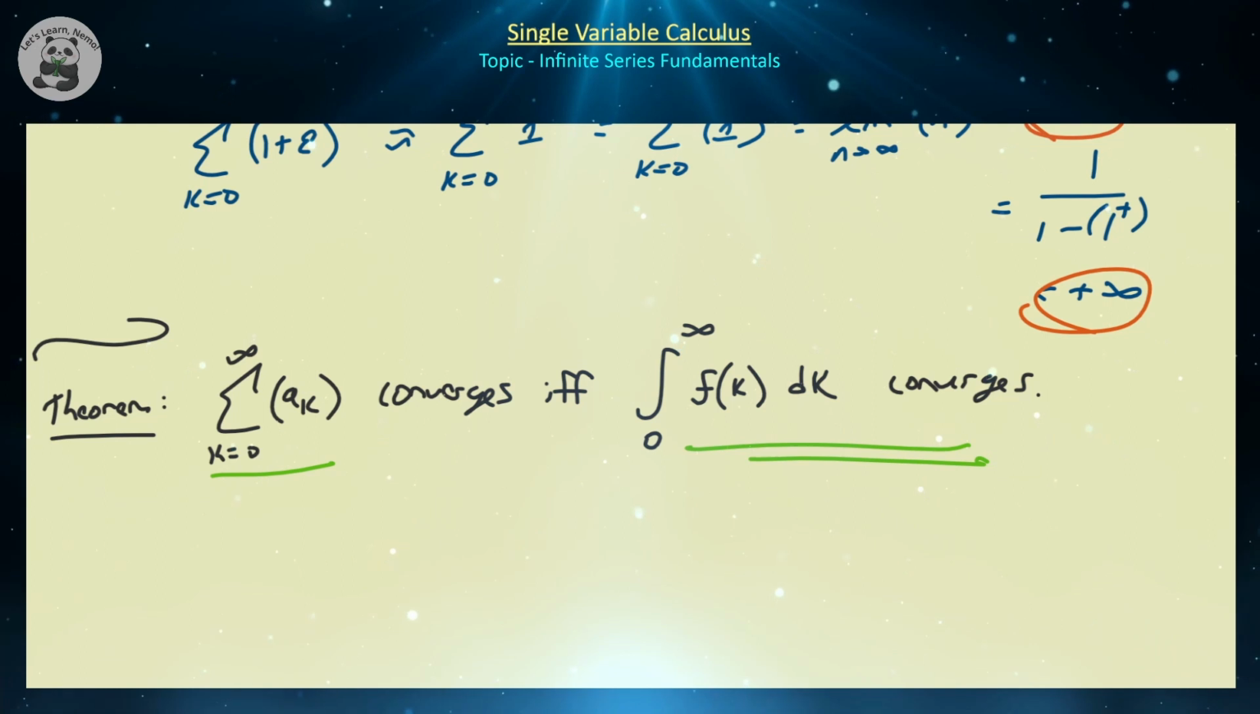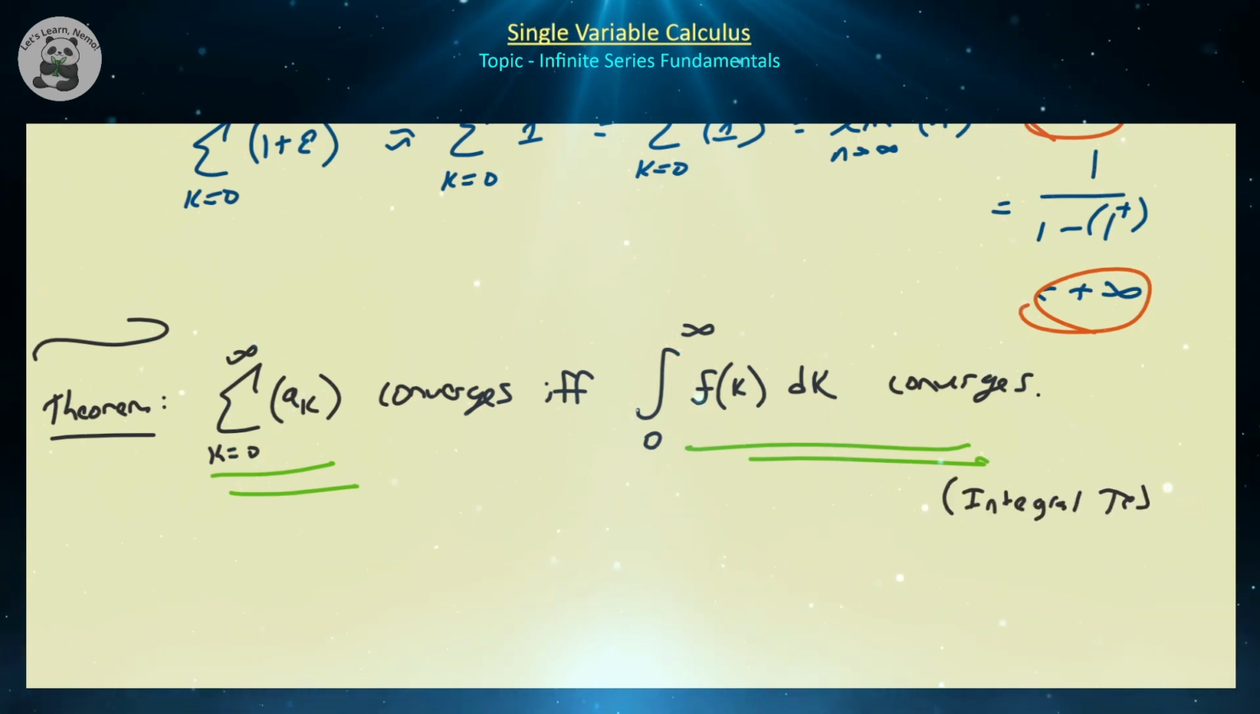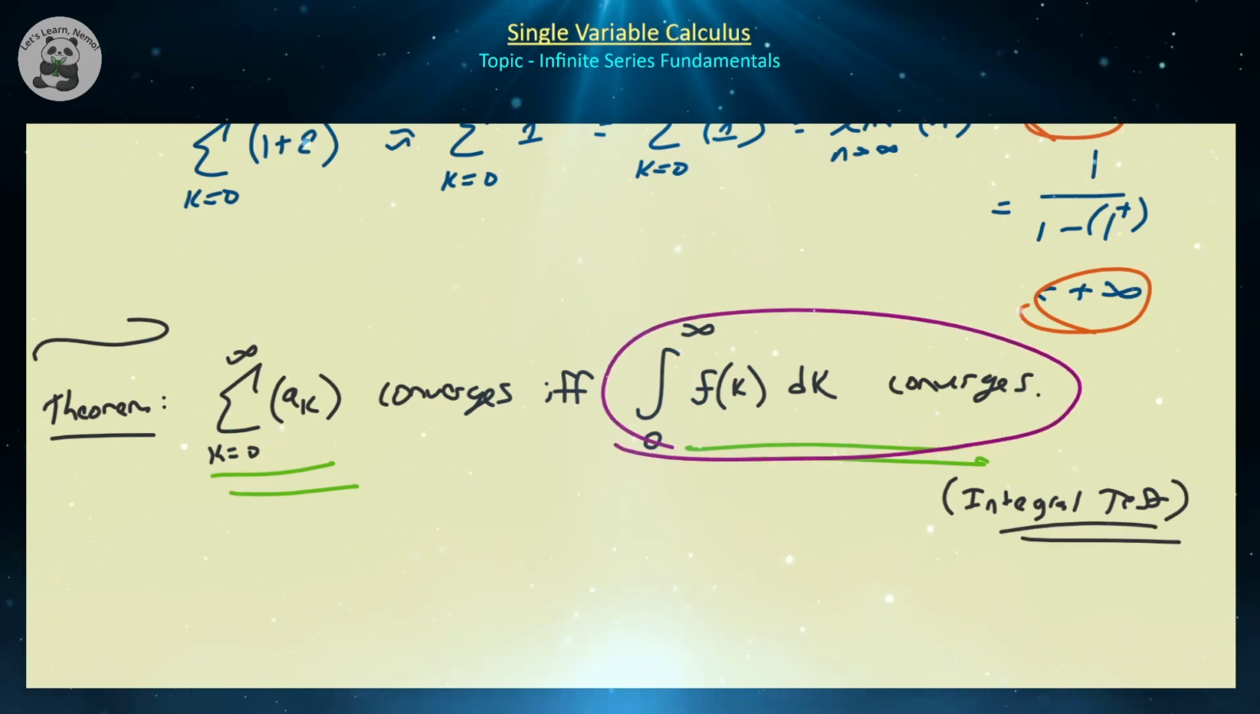If this converges, that means this converges. And if one of them diverges, the other will also diverge as well. Some people will refer to this as the integral test for convergence. And the reason this is useful is because we actually already know how to test whether integrals converge or diverge, because we just use the definition of improper integrals and see if it's a finite number or not.